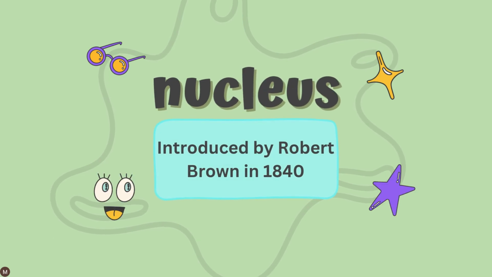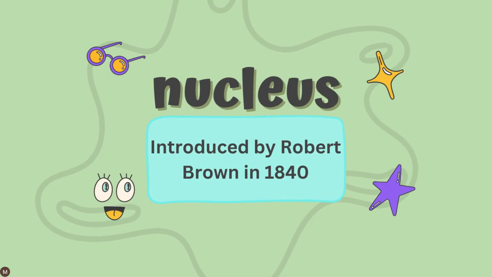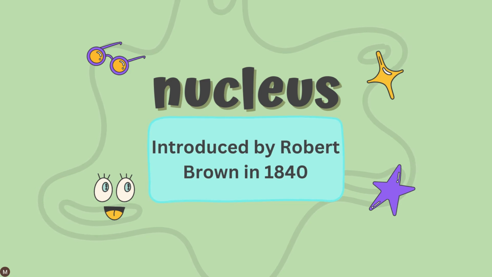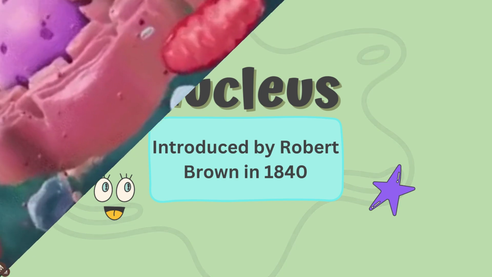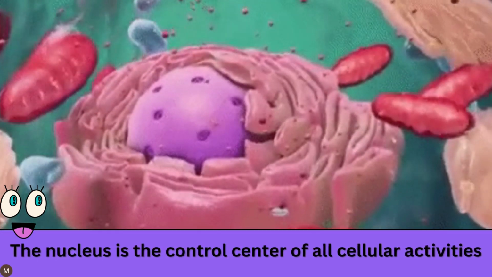The second organelle we are going to discuss is the nucleus. It was introduced by Robert Brown in 1840. What are the parts of the nucleus? Cell parts, function. I have always heard that the nucleus is the brain of the cell. But why is it the brain of the cell, and what are the major parts of the nucleus? Let's discuss in detail. We always hear that the nucleus is the control center of the cell.